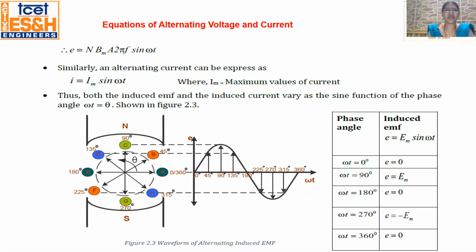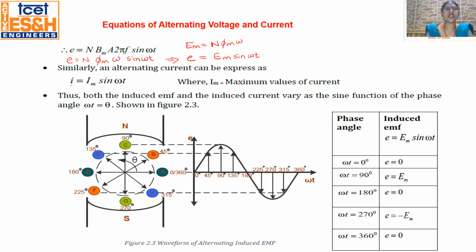Now see, this is our basic equation. E is equal to n Bm multiplied by area multiplied by 2 pi f sine omega t. We can also write this, and in place of Bm multiplied by area is phi m. In place of 2 pi f, we can write omega and sine omega t. So this equation becomes E maximum is equal to n phi m omega. So Em sine omega t. So this is our equation.